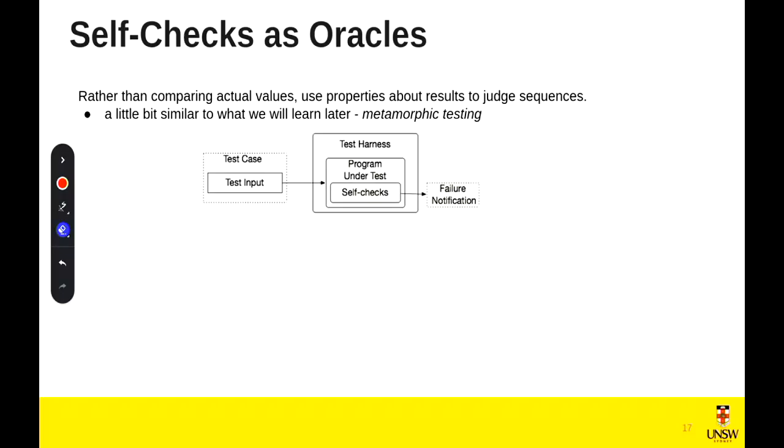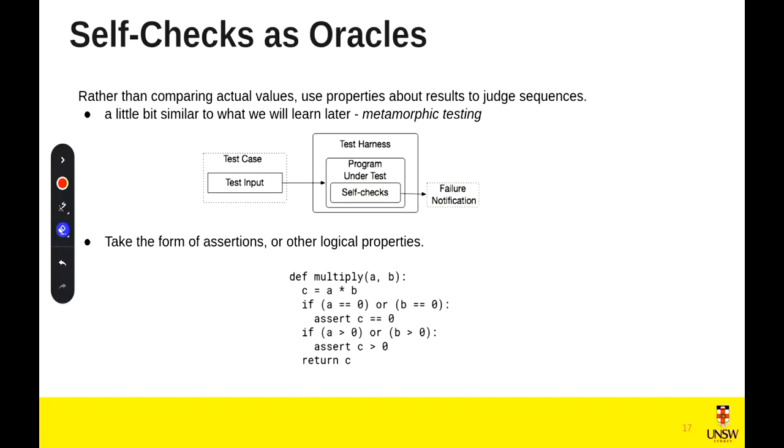And here is an illustration of this self-check. So instead of generating an expected output attached to this test input, we could derive some self-checks and put them into the program under test. And these self-checks will report error whenever they encounter some issue. So it normally takes the form of assertions. And here is an example.